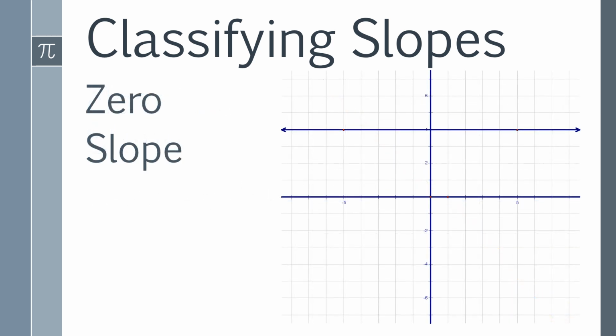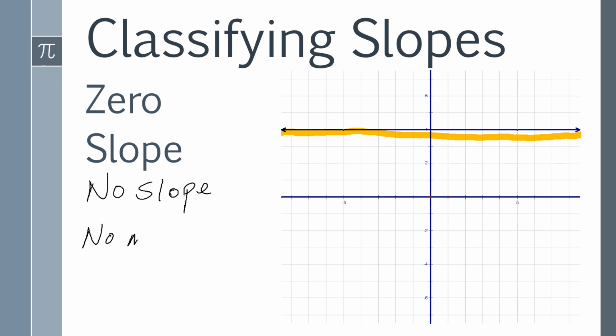This is known as a zero slope, or you might say no slope. And as we travel from left to right on this graph, you can see here that we are not moving up or down. So there is no movement up or down as you go from left to right.